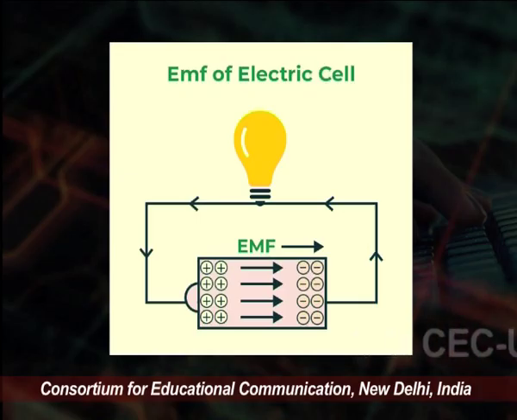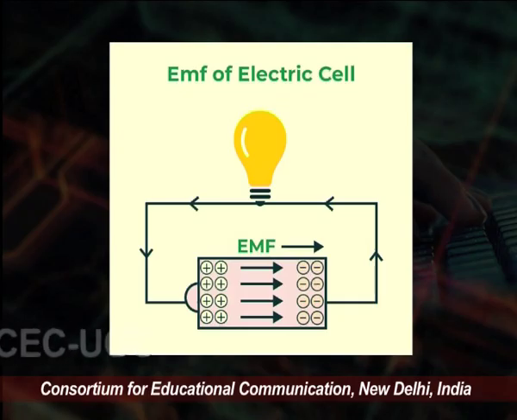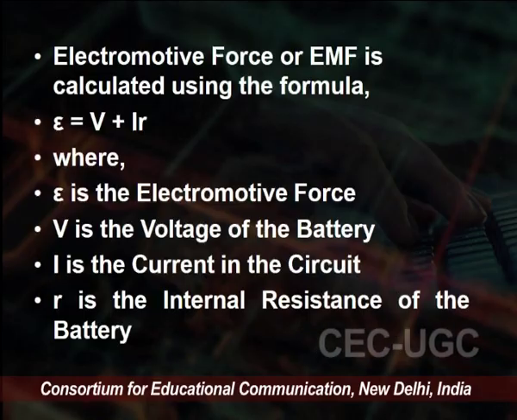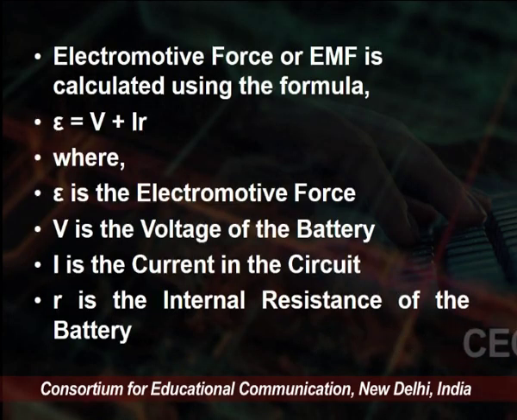Now, you can see how the EMF moves from the positive to the negative charge and generates the electric current. And here is a very simple circuit showing the generation of the EMF of an electric cell. You can see this EMF is generated from positive to negative. So, electromotive force, or the EMF, is calculated using a formula.